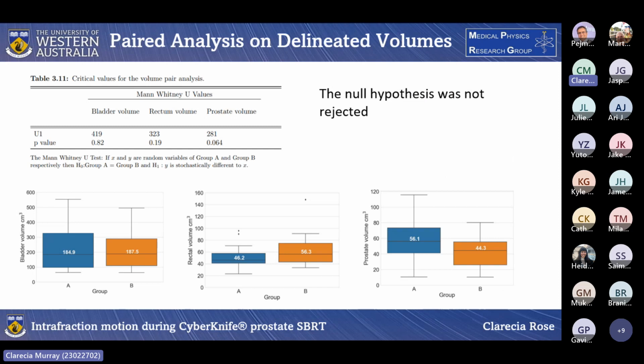The results of the paired analysis showed no significant... let me restart that. The null hypothesis was not rejected at an alpha equal to 0.05 rather. So we detected no significant differences in bladder, rectum, or prostate volumes between the two subsets from the upper and lower quartiles ranked on speed. However, if we look at the rectal volumes and the prostate volumes, and given their still relatively low p-values, there may be further research warranted here.